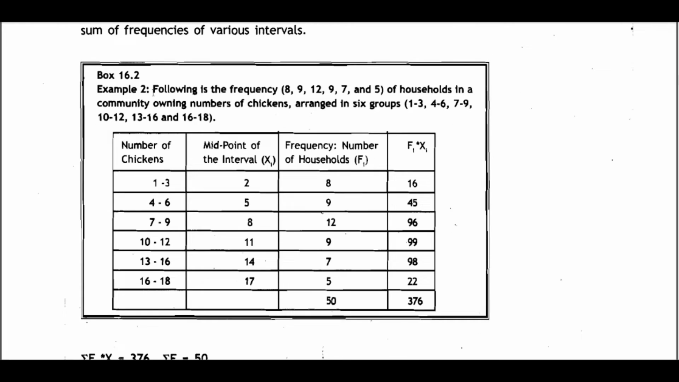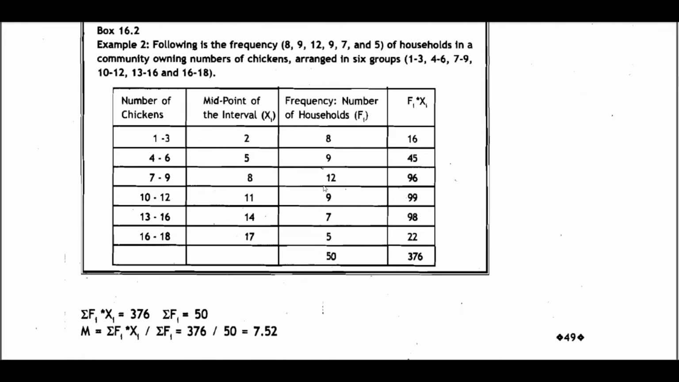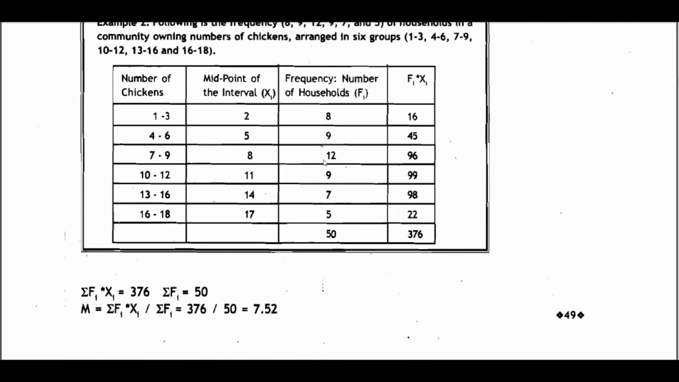So this is the other variation, with the following frequencies 8, 9, 12, 9, 7, 5: the households in a community owning a number of chickens, arranged in 6 groups. Those people having 1 to 3 chickens, 4 to 6 chickens, 7 to 9 chickens, 10 to 12 chickens, 13 to 15 chickens and 16 to 18 chickens. Whoever has 1 to 3 chickens, the midpoint of the interval is 2 and the frequency of number of householders is 8. So 8 people have 1 to 3 chickens, and others have 4 to 6 chickens, so the midpoint is 5. Here the midpoint is given, and the frequency, the number of householders having that many chickens, has been shown here.